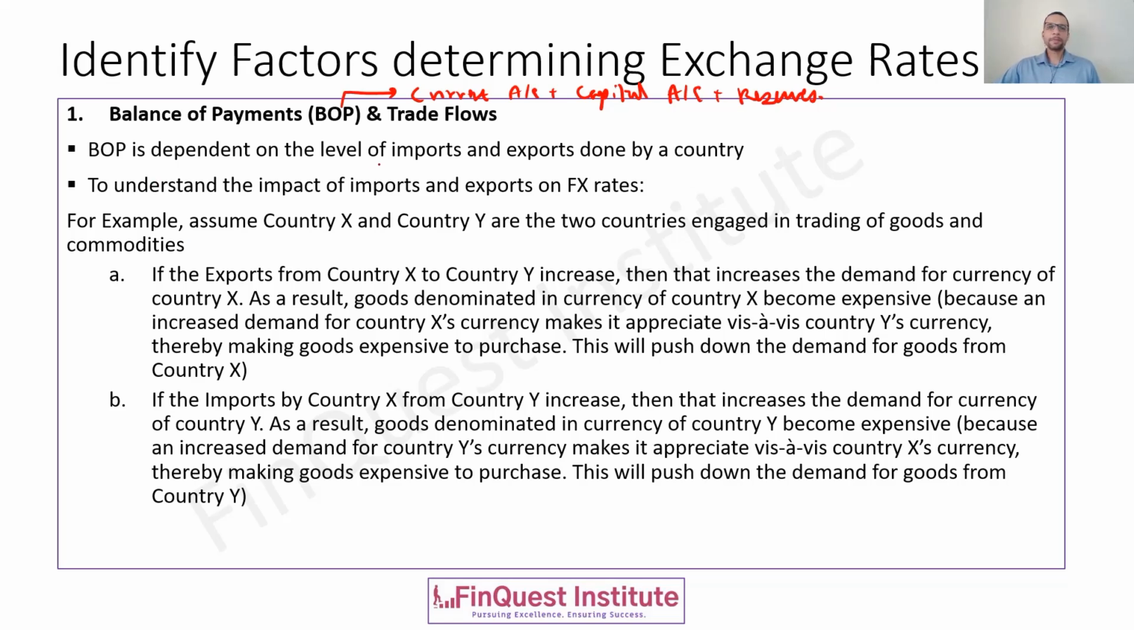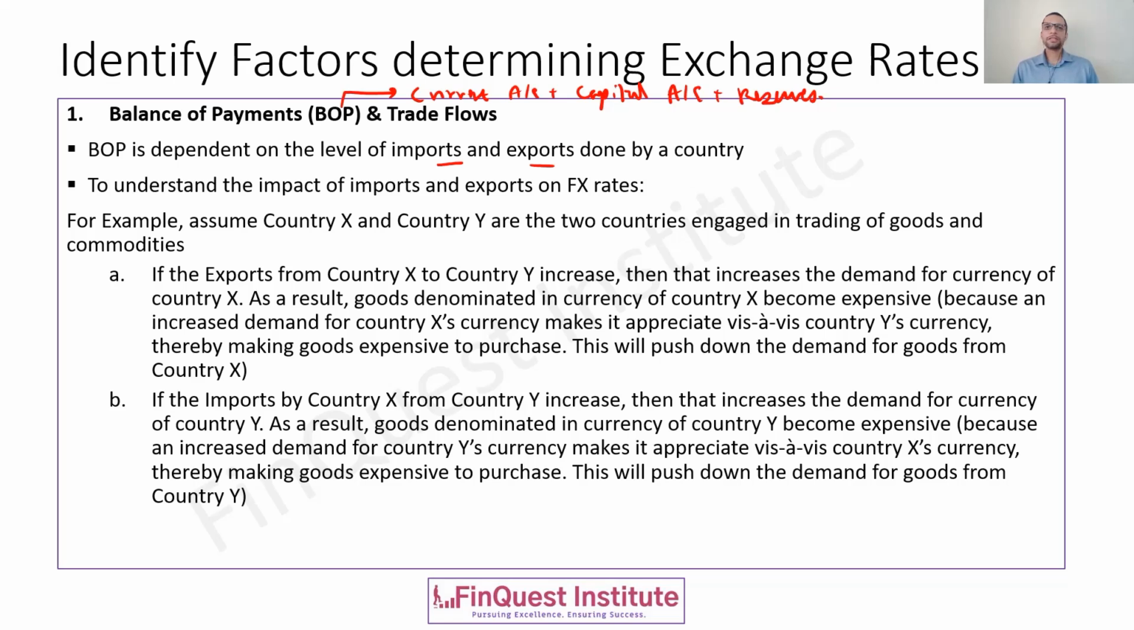Now, balance of payments is dependent on the level of imports and exports which are done by the country, because every country is going to require to import a few things and they may be exporting something else. For example, India is a very large exporter of agri produce because India is primarily an agrarian economy. So a lot of food grains and those agricultural commodities are exported by India, something maybe like cotton or wheat.